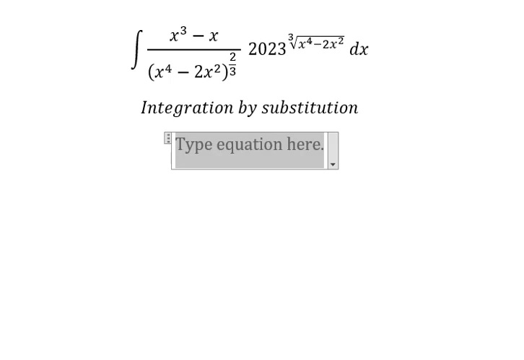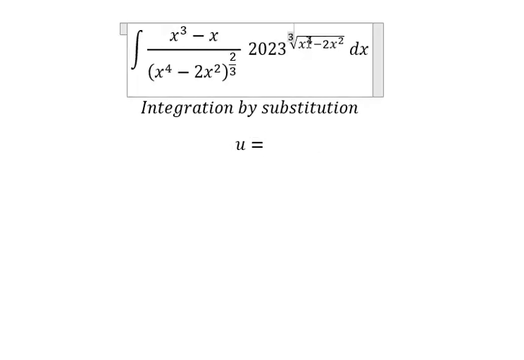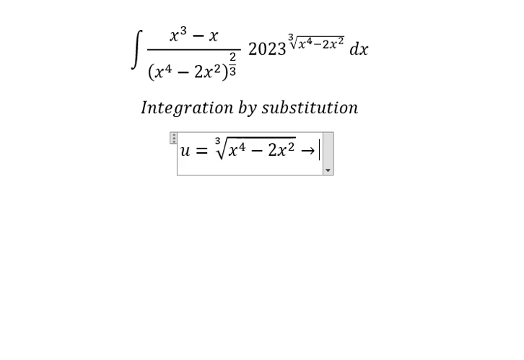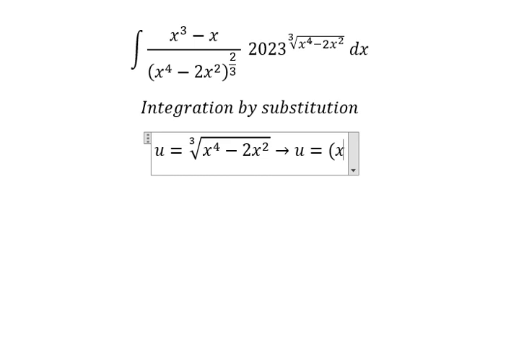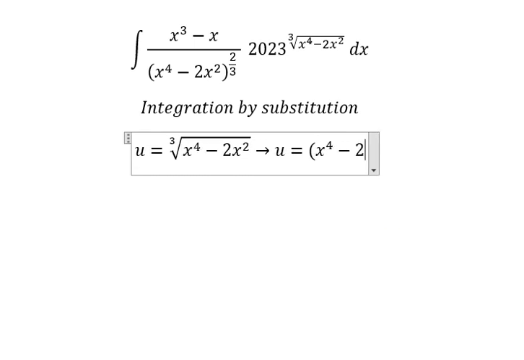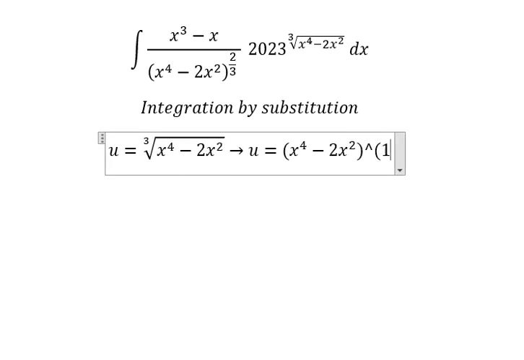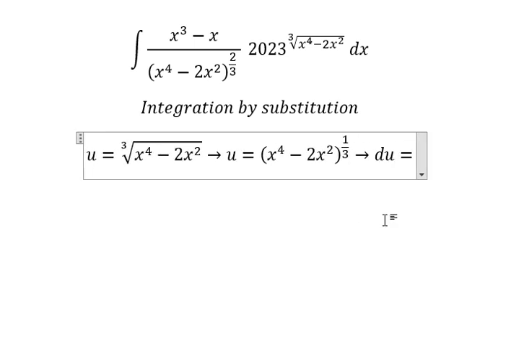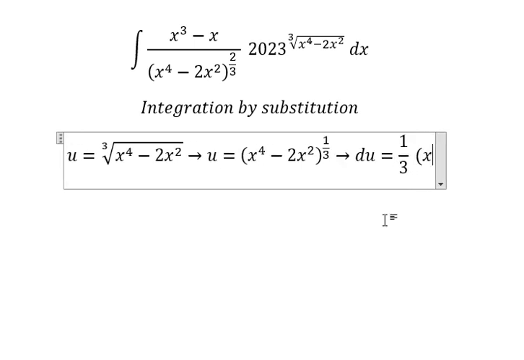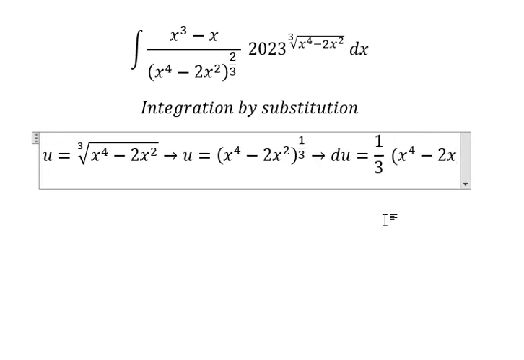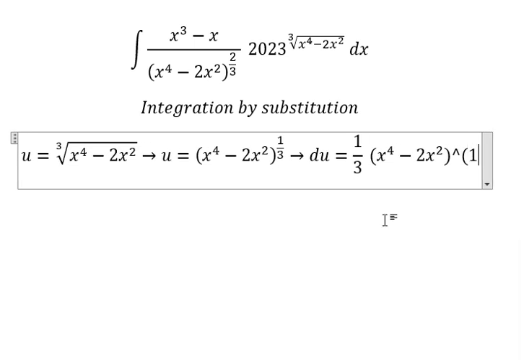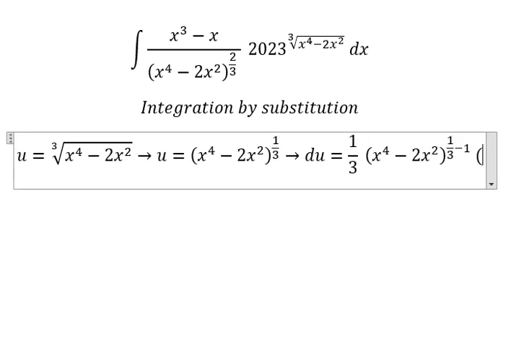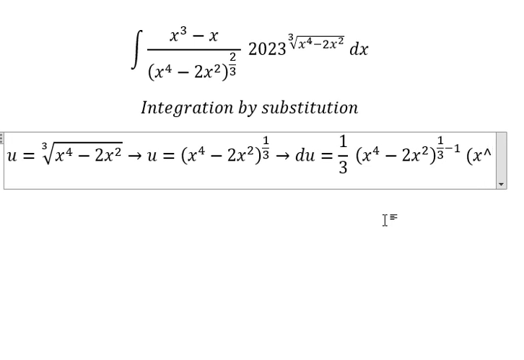So I will put u equals to this one. Now we need to know that the cube root is about 1 over 3. So if we do the first derivative for both sides, we have 1 over 3 times s to the power of 4 minus 2s squared to the power of 1 over 3 minus 1. And later we need to do the first derivative of s to the power of 4 minus 2s squared.